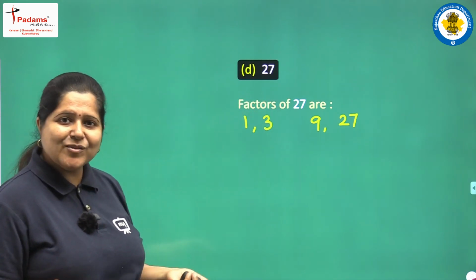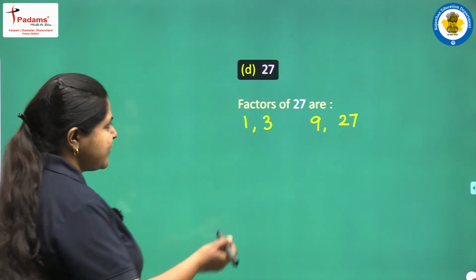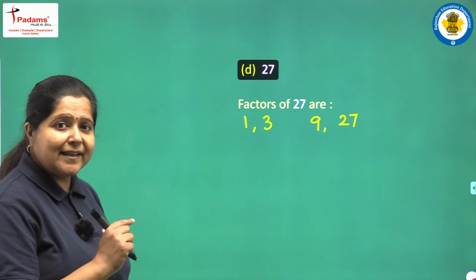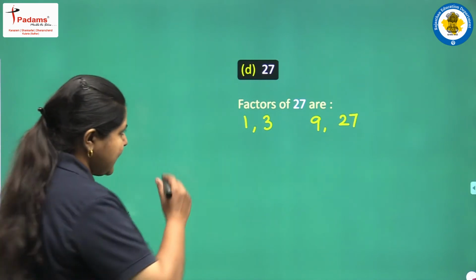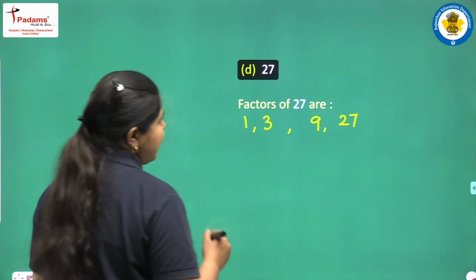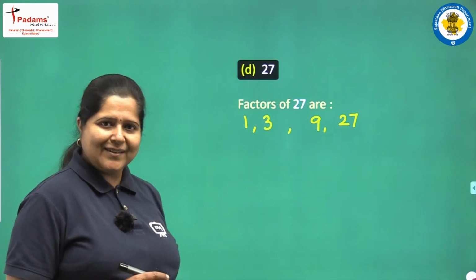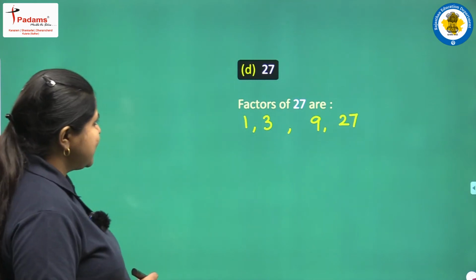Yes, 9 3s is 27, but we have already taken 3 and 9. So again the numbers are repeating here, and we will stop here, and we have only these 4 factors for 27: 1, 3, 9 and 27. Okay, we move on to the next one.